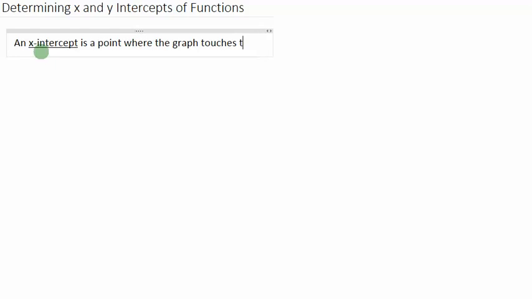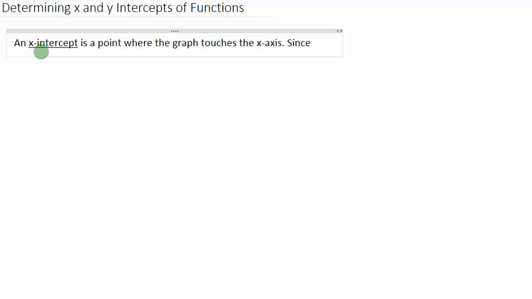We'll look at some basic examples of determining x and y intercepts of various functions. First of all, what are intercepts? So an x-intercept is a point where the graph touches the x-axis. Okay?